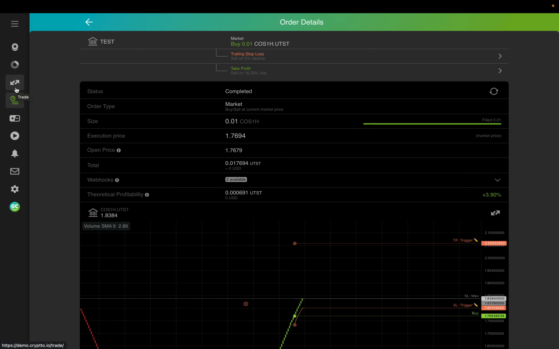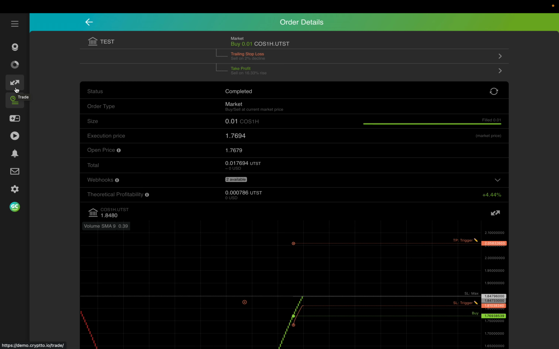That's the trailing stop loss in Good Crypto. You can attach it basically to any order type that you are sending, and at some point it's going to come also to algorithms as well.